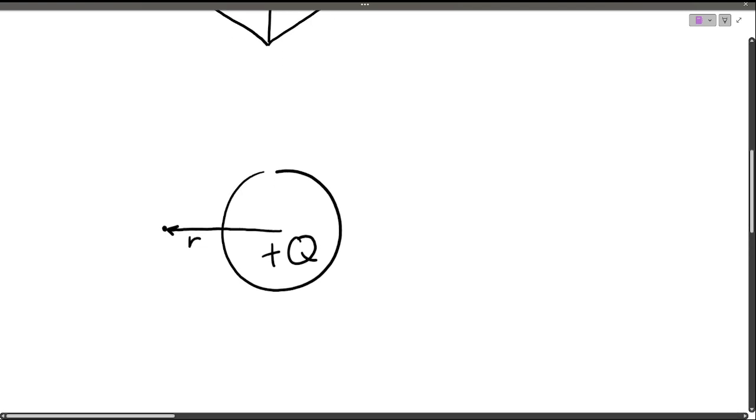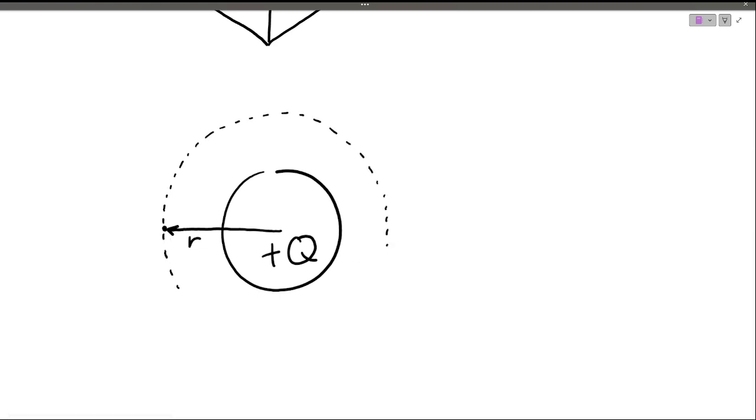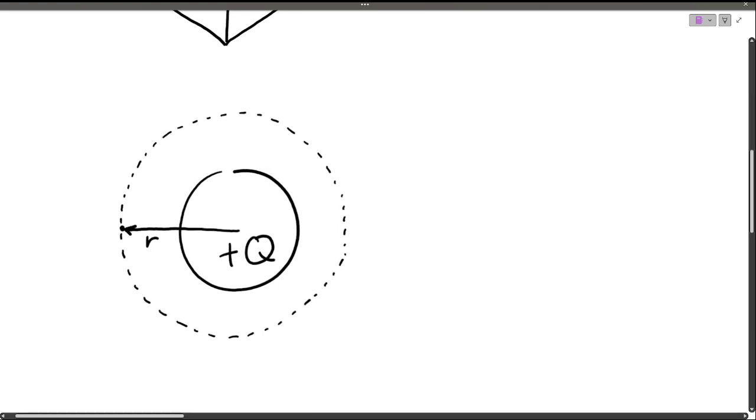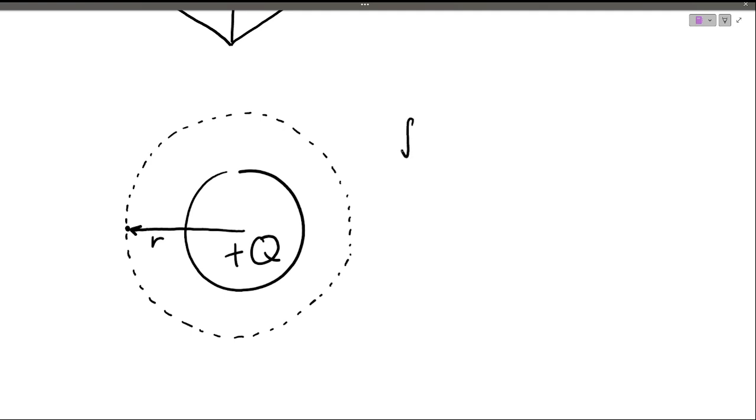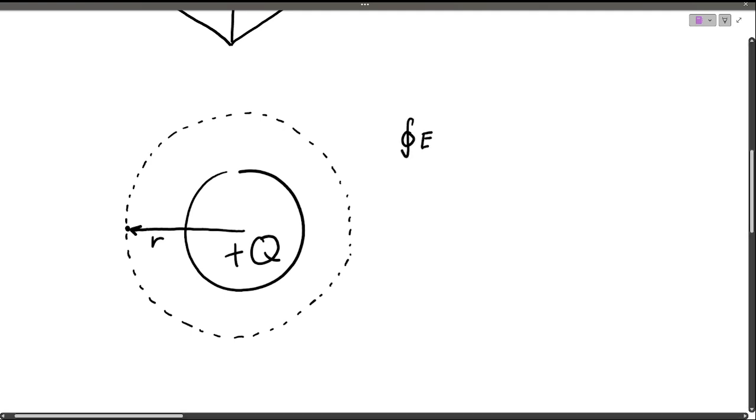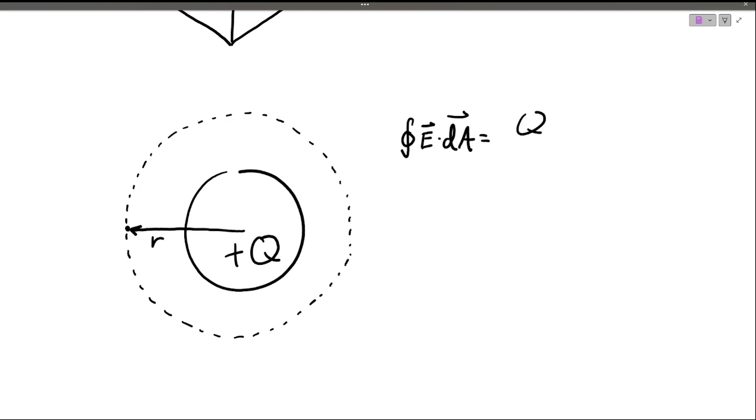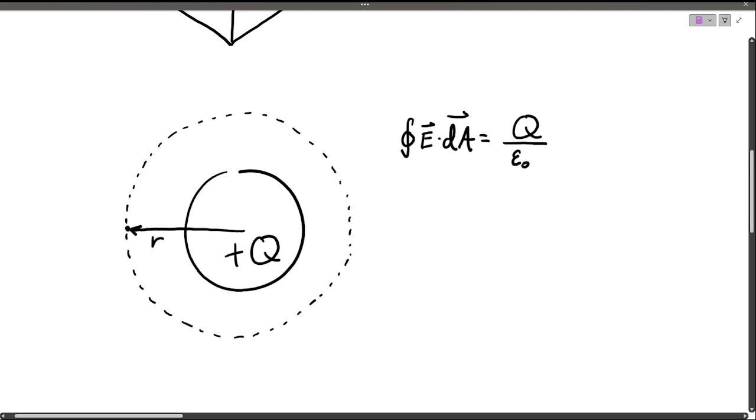Gauss's law says we just need to draw ourselves a Gaussian surface. So this is a sphere, because remember we have to enclose a volume. So even though this looks like a circle, this is in fact a sphere. And we write our Gauss's law equation. The surface integral of E dot dA is equal to q enclosed over epsilon naught. In this case, I'm just going to replace that with big Q over epsilon naught, because our q enclosed is just that big Q.